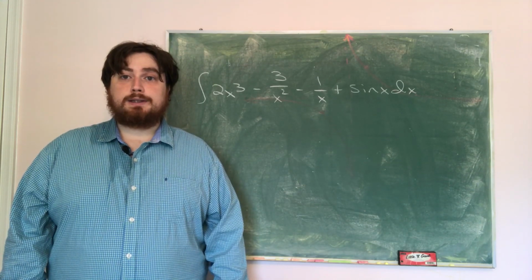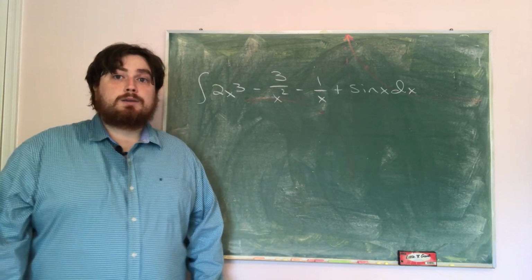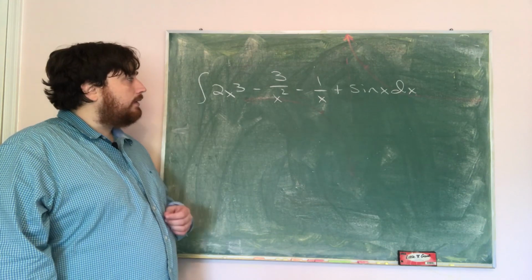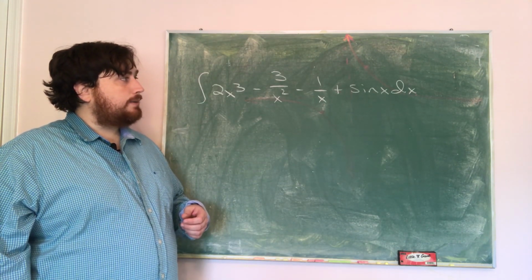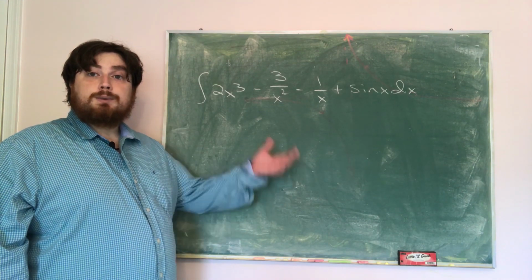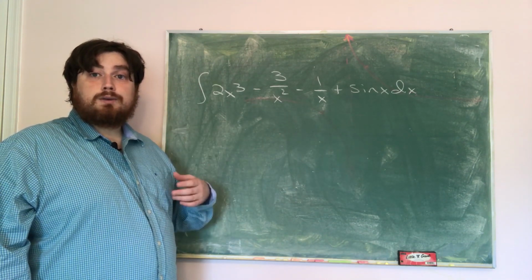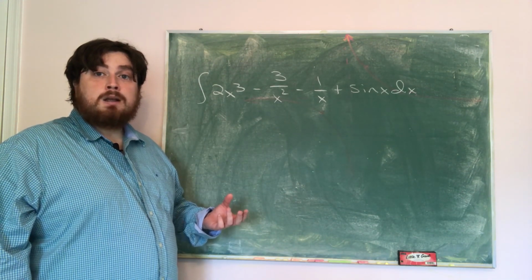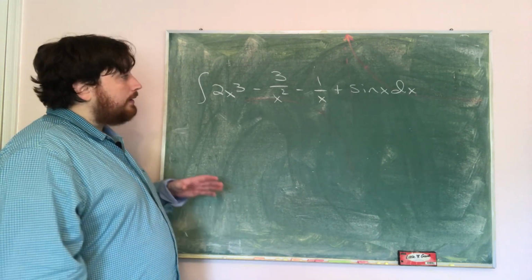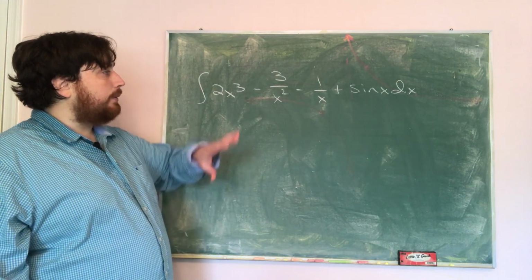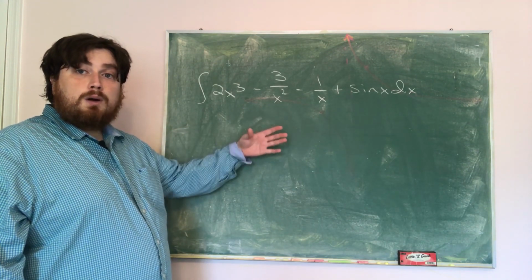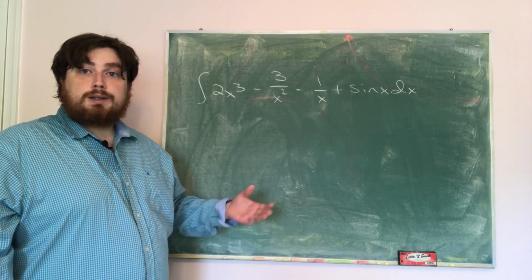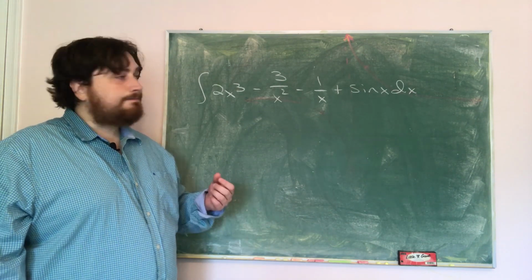Hello mathematicians, thank you for joining me again today as we try to find the antiderivative of 2x cubed minus 3 over x squared minus 1 over x plus sine of x dx. So we want to find all antiderivatives or the indefinite integral. Remember that the goal is to find functions whose derivative is equal to the original function. And then if we can find one, we can find all by adding a constant of integration c.